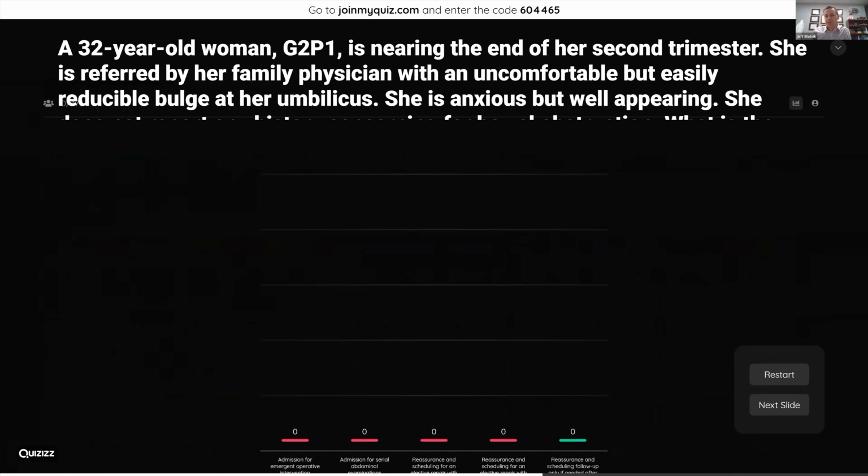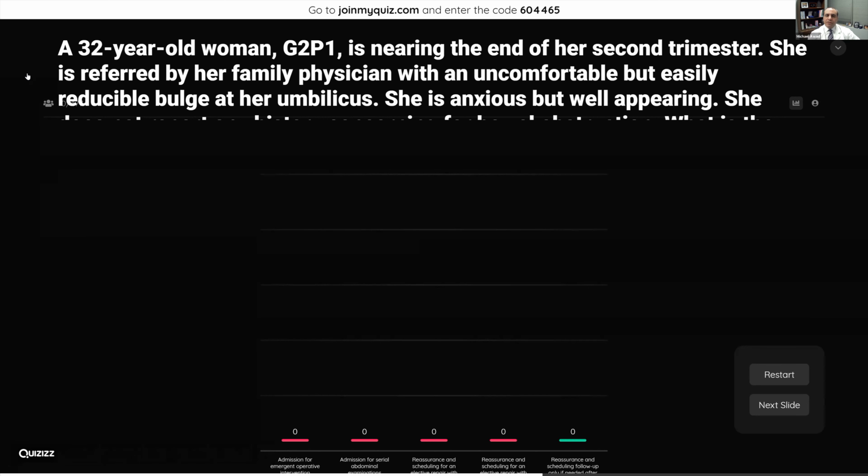And ultimately, for a lot of women who develop umbilical hernias and diastasis after pregnancies, they tend to resolve with time. So for her, the correct answer is going to be reassurance and scheduling follow-up if needed after delivery. Now, certainly you can schedule them follow-up in 4 months just to reassure them, but there's no need for elective repair in the short term, either after delivery or 2 weeks, which would still be likely in the second trimester.